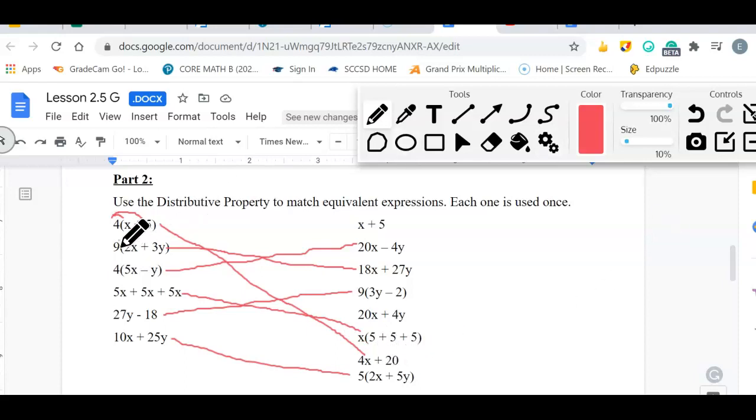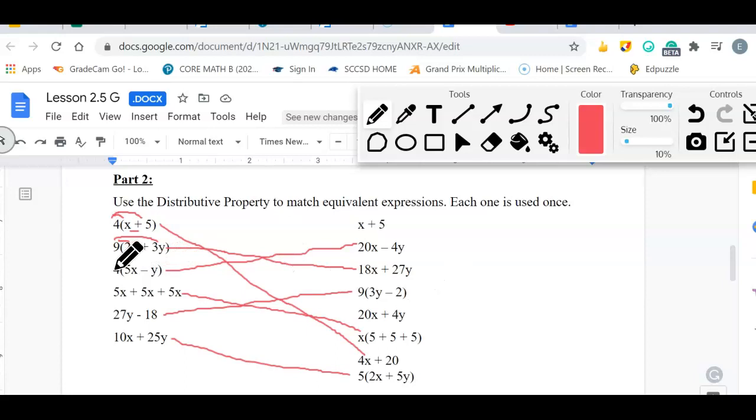The next one, I'm distributing the 9 to the 2x and the 9 to the 3y. 9 times 2 gives me 18x. And then 9 times 3 is 27 with a y. So here's number 2, 18x plus 27y.